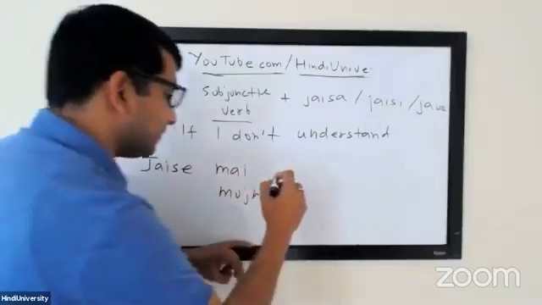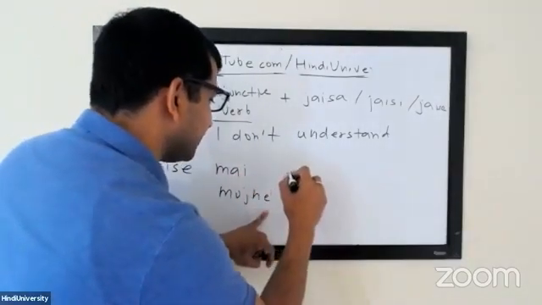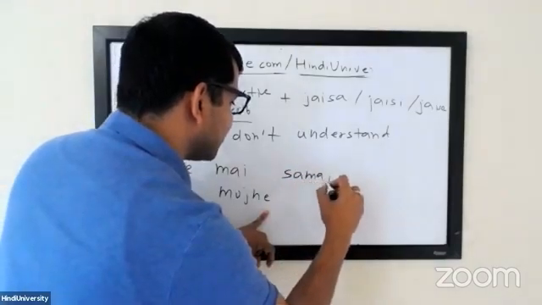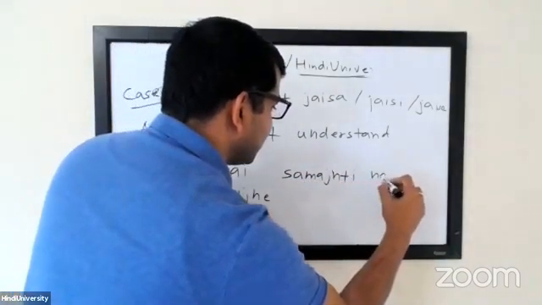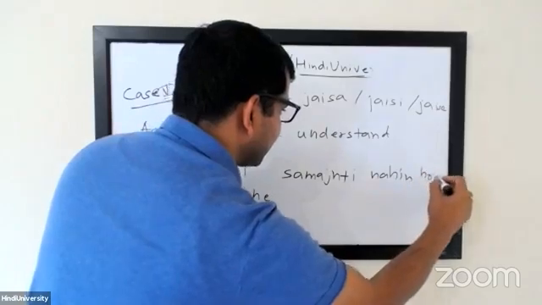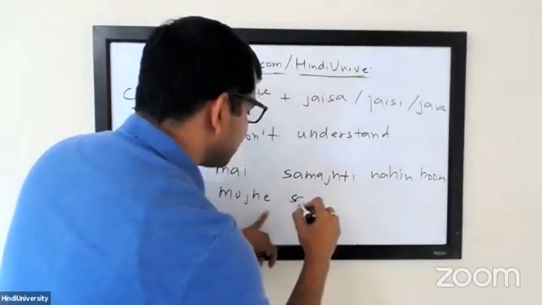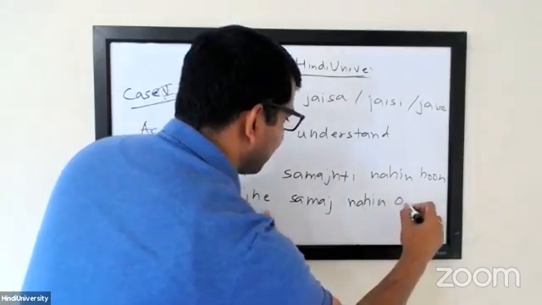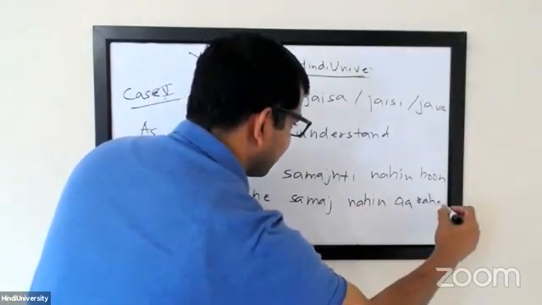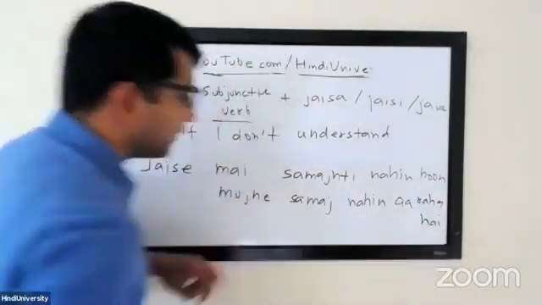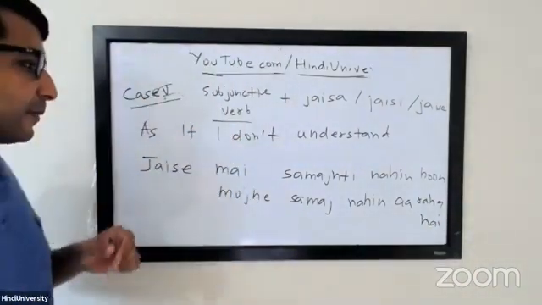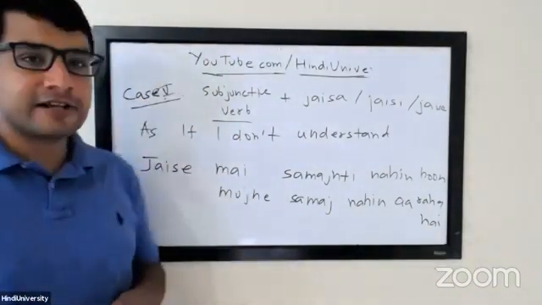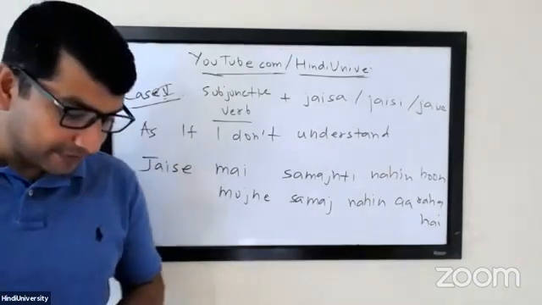I would say mujhe, but jaise main samajh nahi aa raha hai. Very good. Exactly. You can say it either way. जैसे मैं समझती नहीं हूँ. Either this or जैसे मुझे समझ नहीं आ रहा है. As if I don't understand what's going on here. Okay.